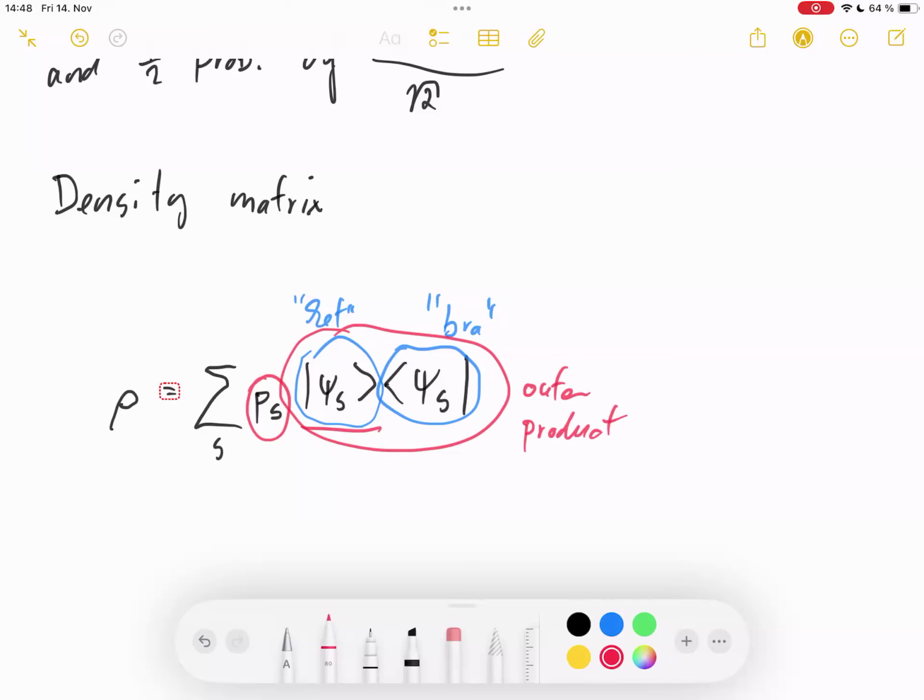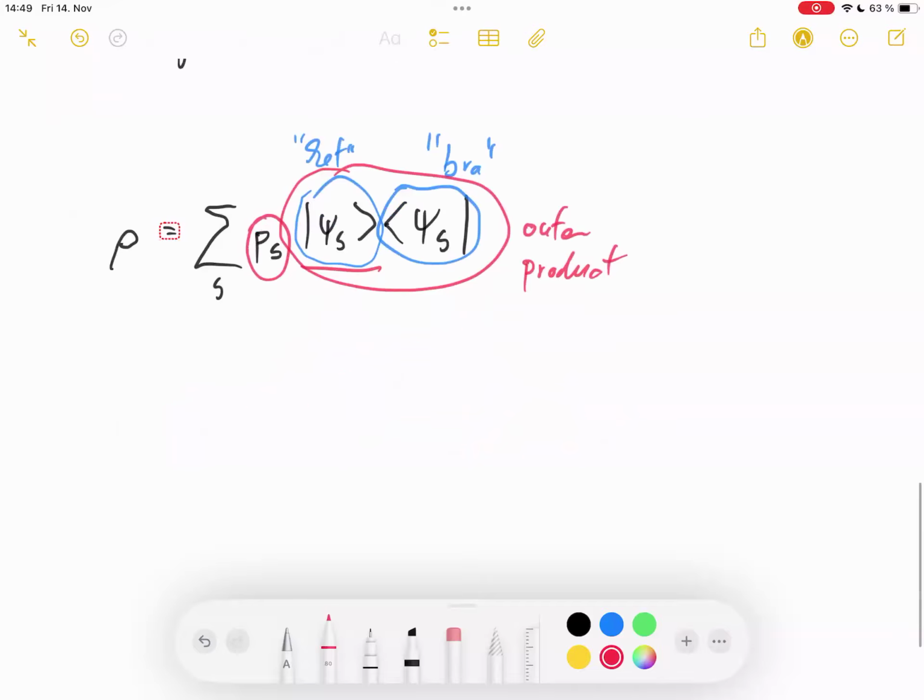Now, why is this density matrix important? Because it encodes all the information that could ever be obtained from some probability distribution over quantum states by first applying a unitary operation and then measuring the state. We can take a look at one example of such an outer product. So, example of outer product.